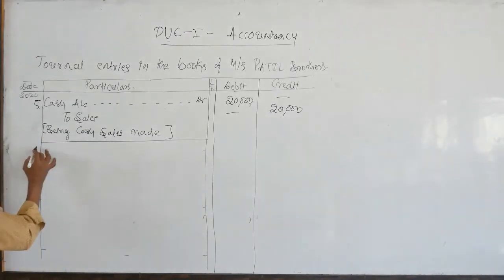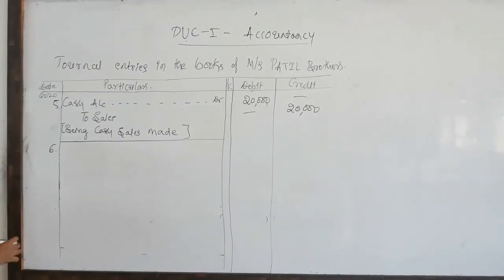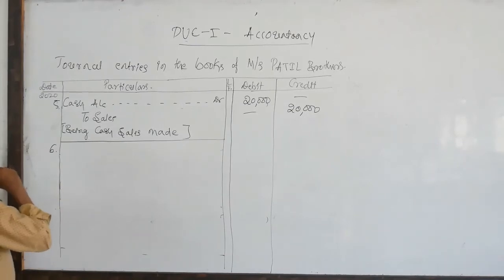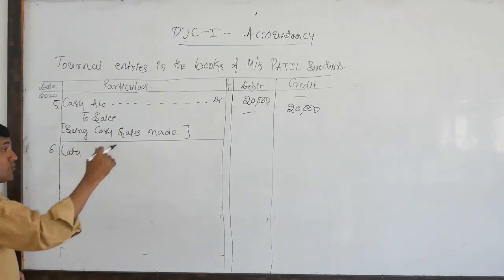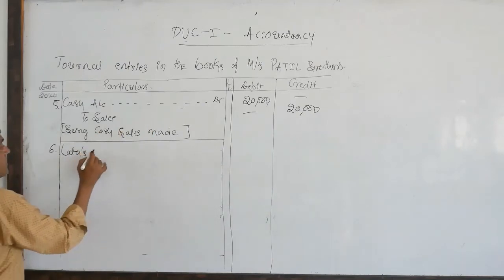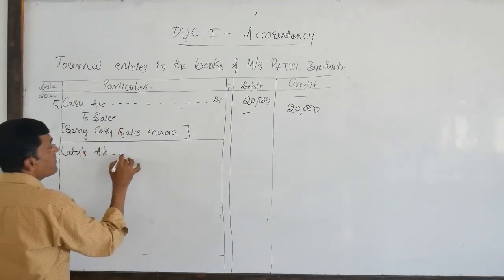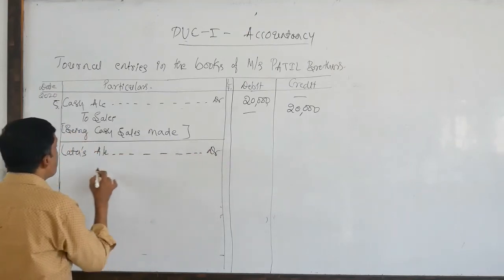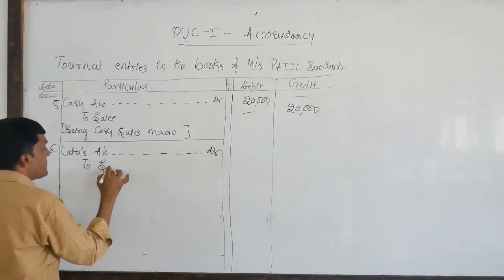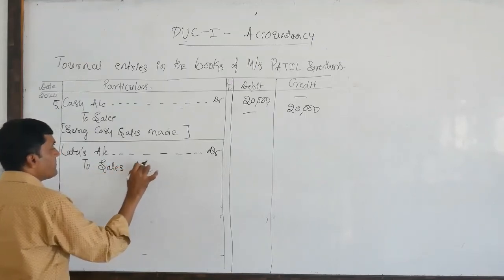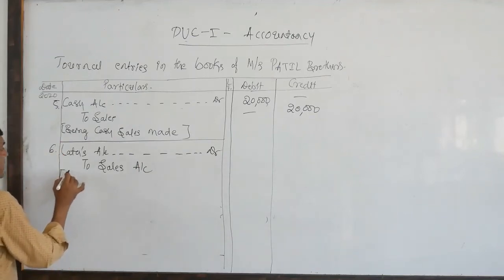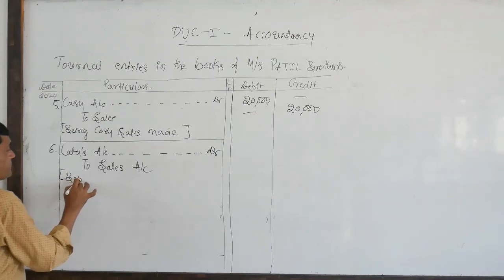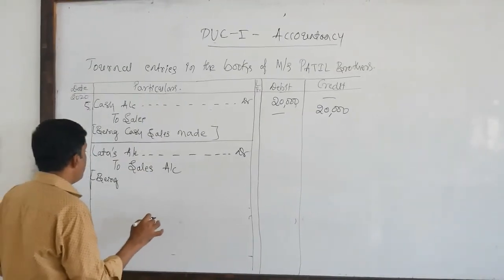Say for example it is on the 6th date. In this rough book entry we have not received the cash at all. The cash is with Lata only. Lata is the receiver. Here we have sold the goods to Lata. Lata's account debtor to sales account. Then there should be the narration. Only then is the journal entry completed.